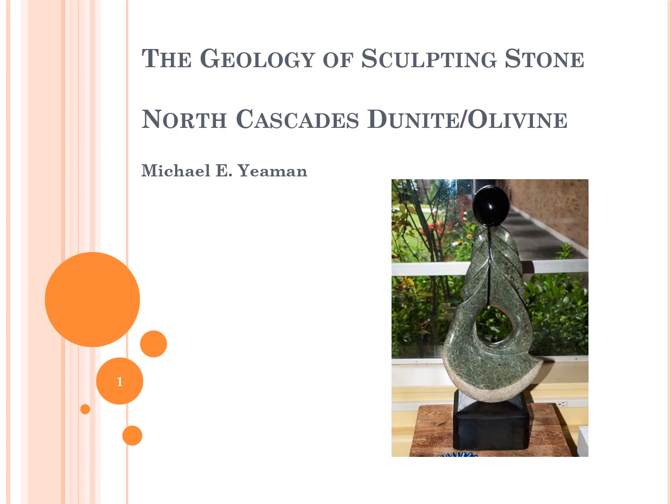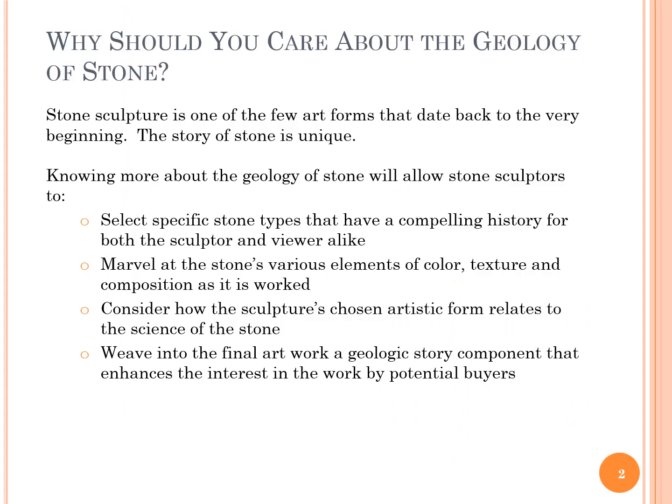Today, we're going to talk about North Cascades Dunite, which is composed almost entirely of the mineral olivine. So, why should you care about the geology of your stone?